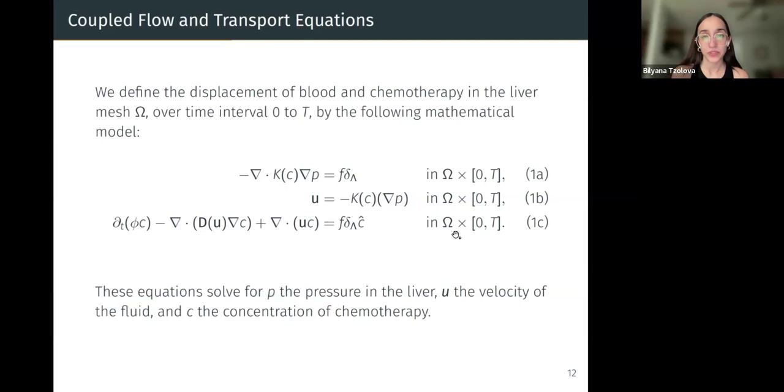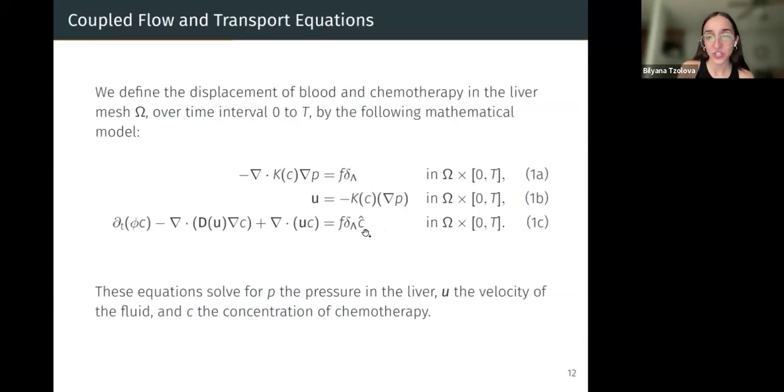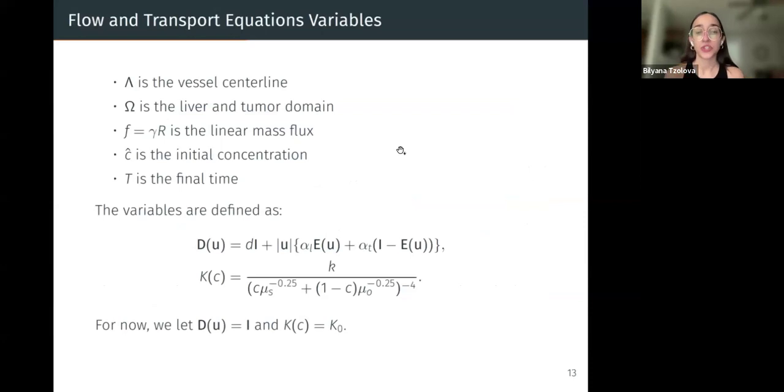The other variables that we have inside the equation, lambda, as we defined earlier, is our vessel centerline. And F is the linear mass flux, so what's entering through our vessel. And we're going to set that equal to gamma, just the coefficient, and R, the radius that we calculated earlier. C hat, which is in our concentration equation, is equal to the initial concentration that we are injecting into the liver. And T is our final time.